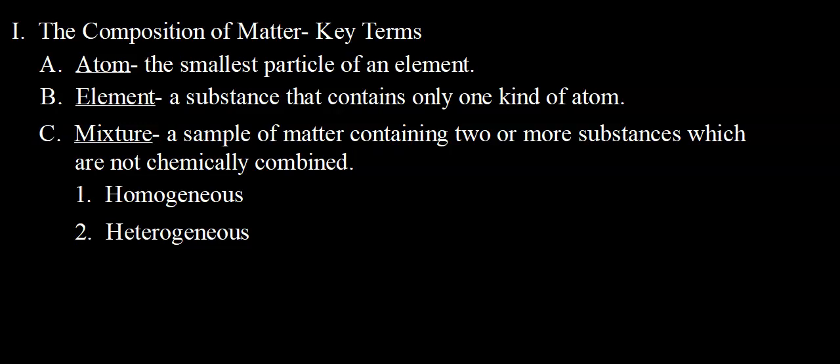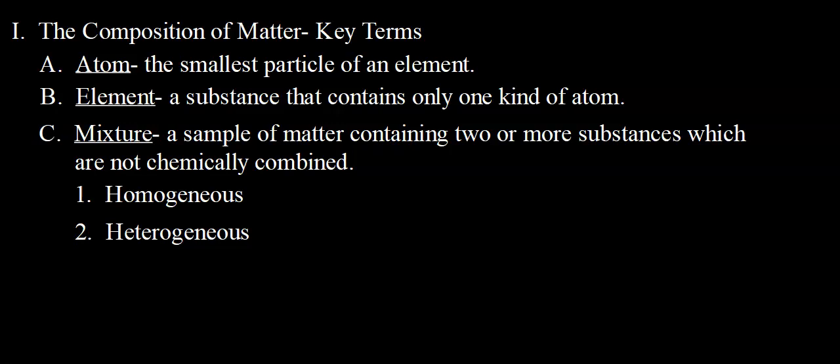In this chapter, we're going to learn how to name compounds and write their chemical formulas. Those are the two most important things that we'll do. First, a little bit of a review. The smallest particle of an element is called an atom. If a substance is made up of all the same types of atoms, then that's called an element.